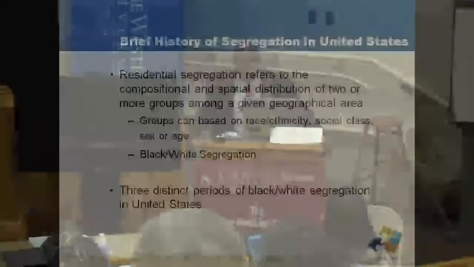When I talk about segregation, I mean a compositional and spatial distribution of two or more groups in a geographical area. The geographical area I'll be talking about today is the census tract that Dr. Chip Allen so eloquently defined in his talk. There is segregation involving Hispanics and other groups, but today I'm focusing on black-white segregation because that is largely unique to the United States.